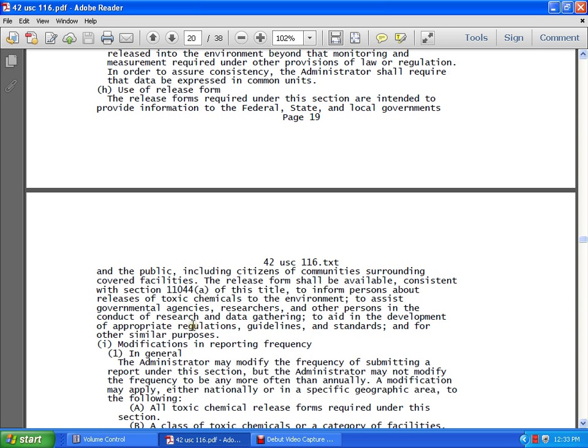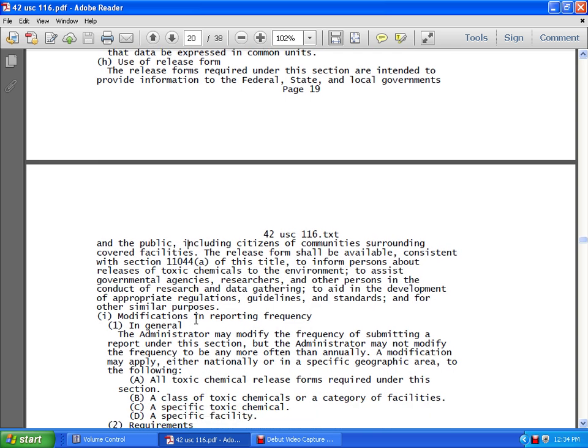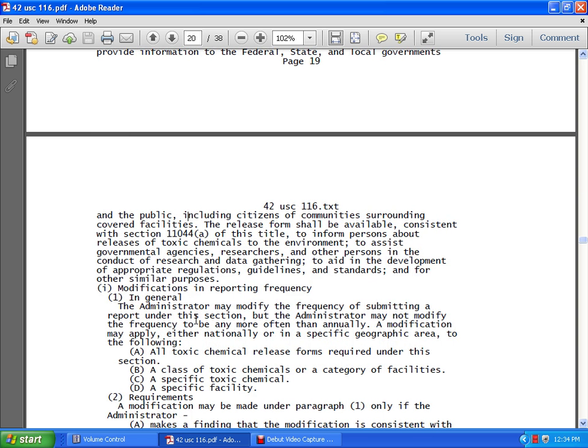Modification of report frequency. 1. General. The administrator may modify the frequency of submitting reports under this section. The administrator may not modify the frequency to be any more often than annually. The modification may apply either nationally or to specific geographic areas, and to the following: A, all toxic chemical release forms required under this section; B, classes of chemicals or categories of facilities.